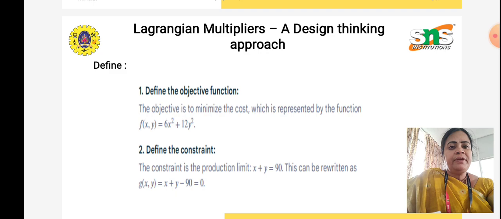Next you have to define the constraint. Constraint means condition. So the constraint here is the production limit, that is x plus y equal to 90. This can be written as g of x comma y, which is given by x plus y minus 90 equal to 0. What is our third stage? So our third stage is nothing but ideate.